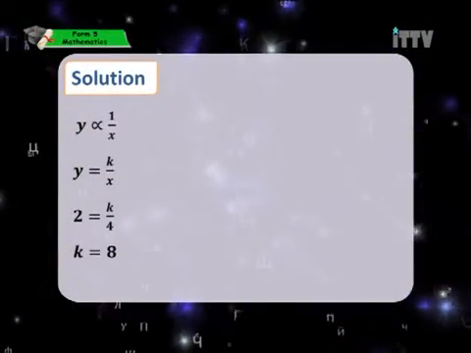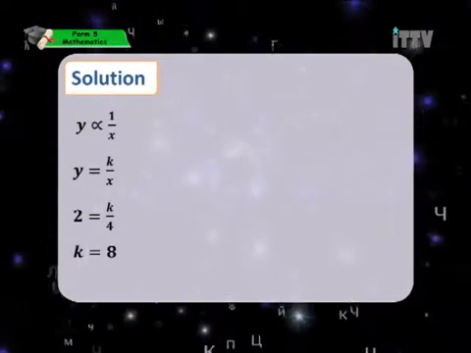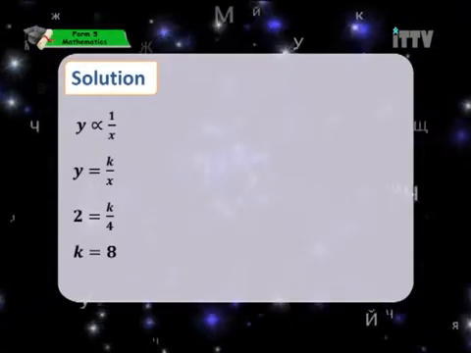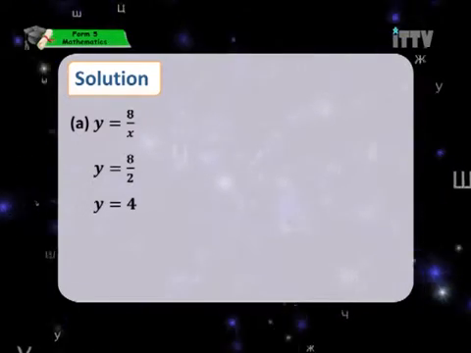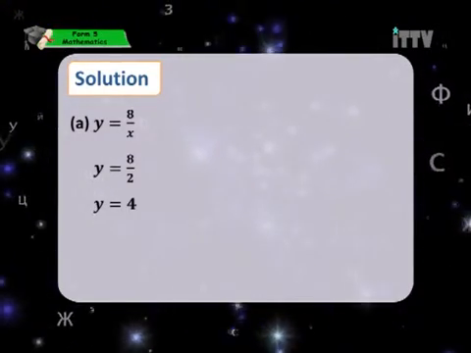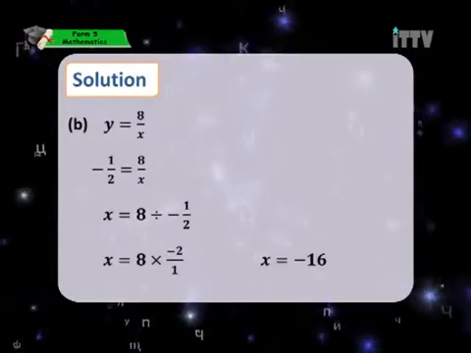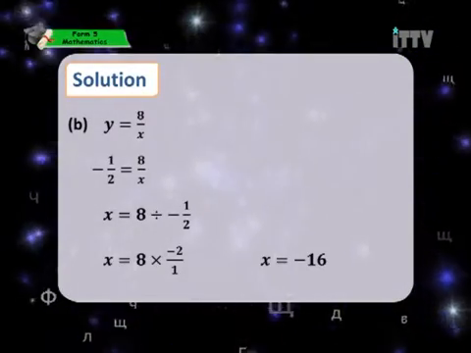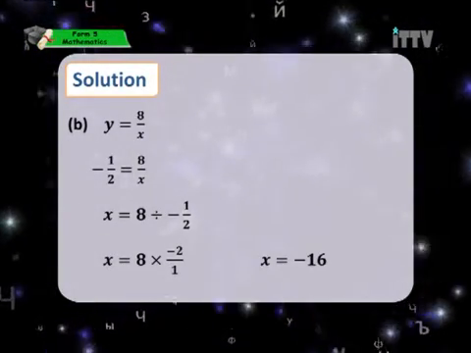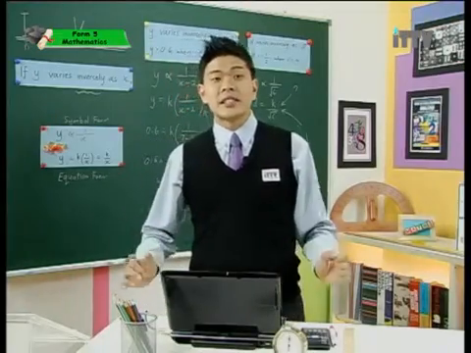The solution, it is given y varies inversely as x, so y varies as 1 over x. y equals k over x. 2 equals k over 4. k equals 8. So A, y equals 8 over x. y equals 8 over 2. And the value of y equals 4. B, y equals 8 over x. When y equals negative half, equate it to 8 over x. x equals 8 divided by negative half, which is 8 times negative 2 over 1. The value of x is negative 16.